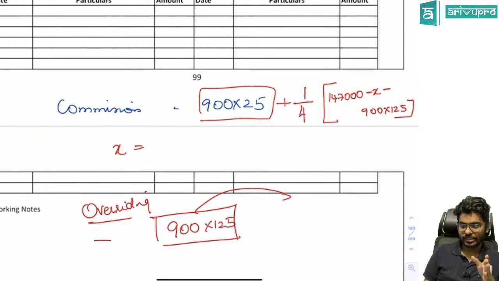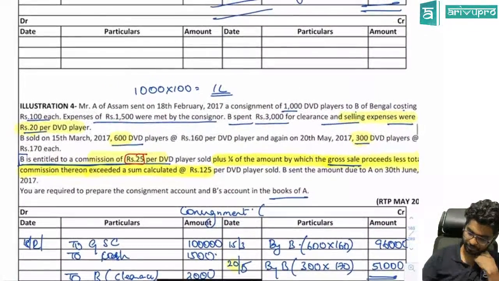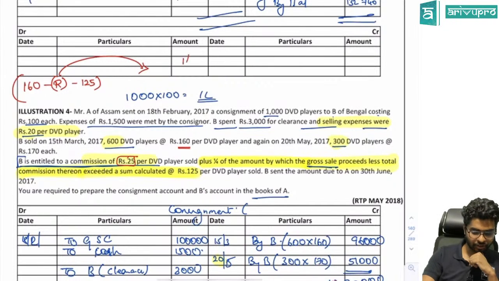Sir, see here, boss. You are selling here at 160 rupees. Correct? I'm just taking one example. You are selling here at 160 rupees. In that, you reduce the 125 rupees. Whatever money is exceeding, on that you pay 1/4 extra commission for me. Are you clear?